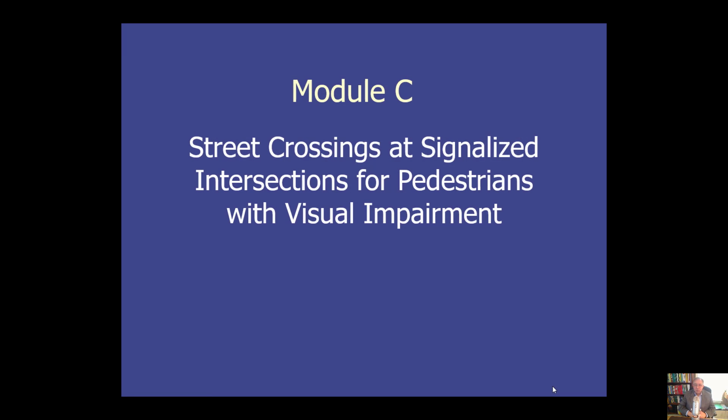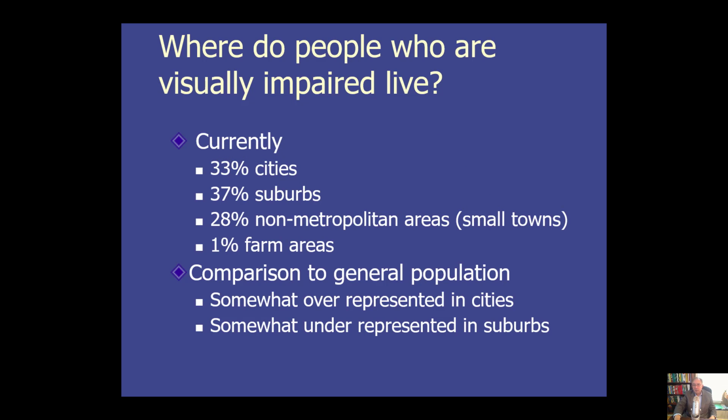Okay, here we are at Module C. Module C really concentrates on street crossings at signalized intersections and really concentrates on APS. So let's begin. First of all, where are our students? Where do they live?